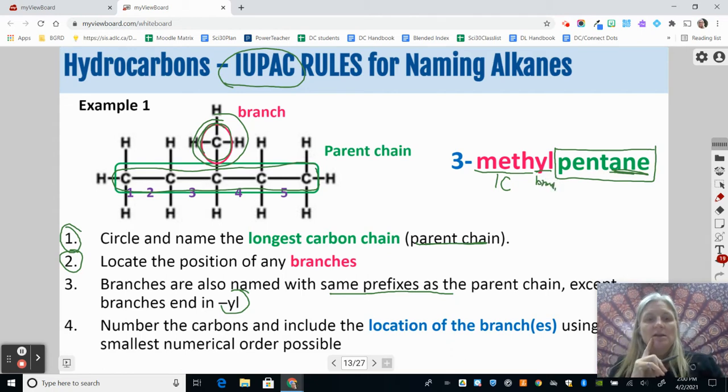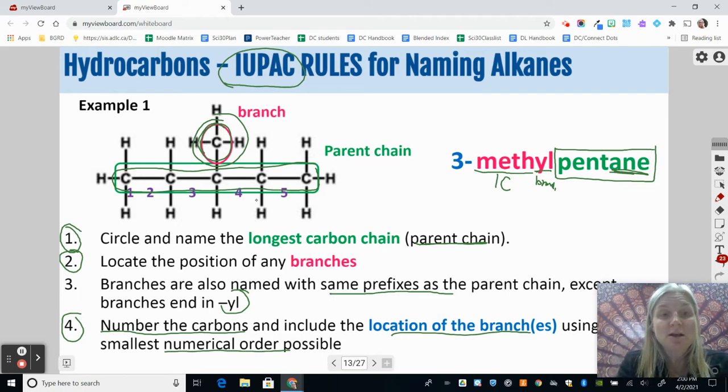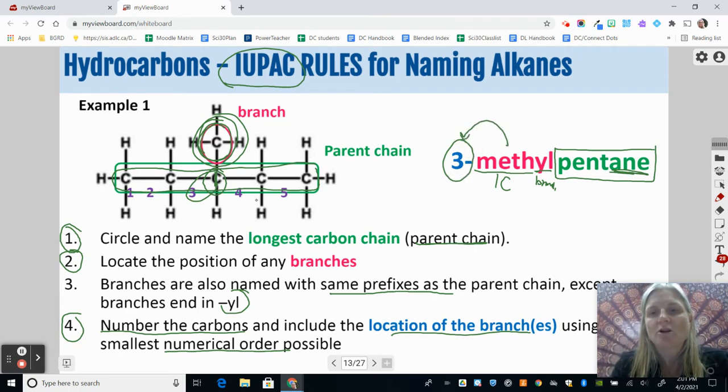Methyl. Now we have to tell everybody, where is this branch? Because it could be on carbon 2, 3, 4, 5, anywhere. So we need to number all the carbons and then include the location of the branch using the smallest numerical order possible. We always want to number the main parent chain so that it gives this branch the lowest number possible. In this case, it's right on the middle carbon, so it doesn't matter which end we number this chain from. It'll be on carbon 3. So we say 3-methyl. Methyl is on carbon 3.